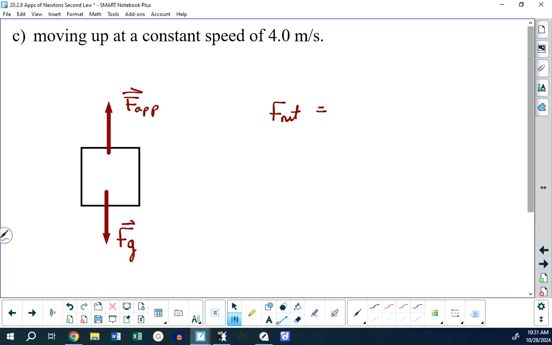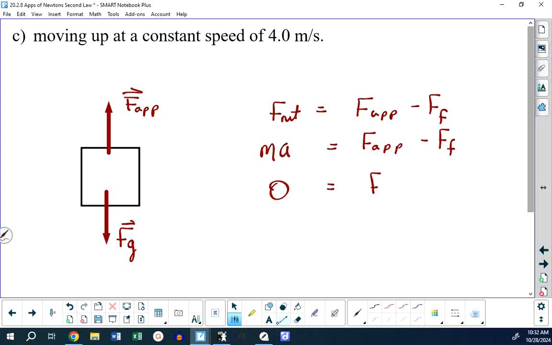Does it matter? No. I think people who do this are maybe asking for trouble. Applied minus force of friction, and then they would say MA is applied minus force of friction. And then they would say this is 0 because the acceleration is 0. Right? And let's make a note here.